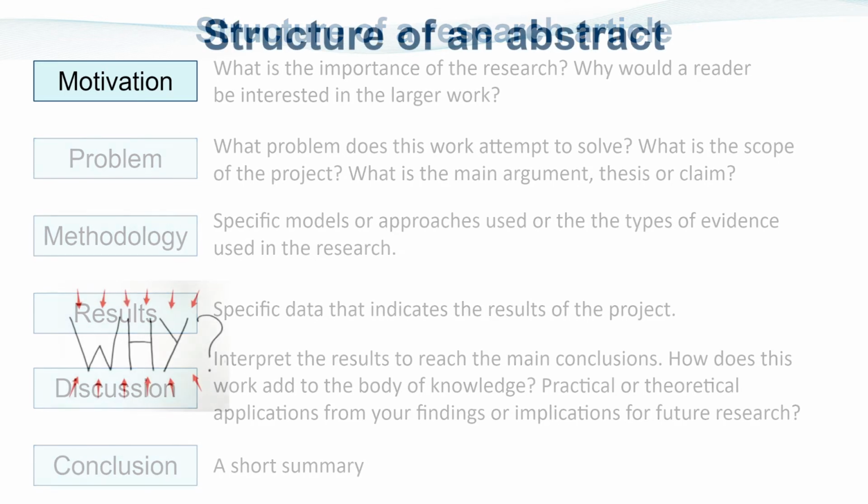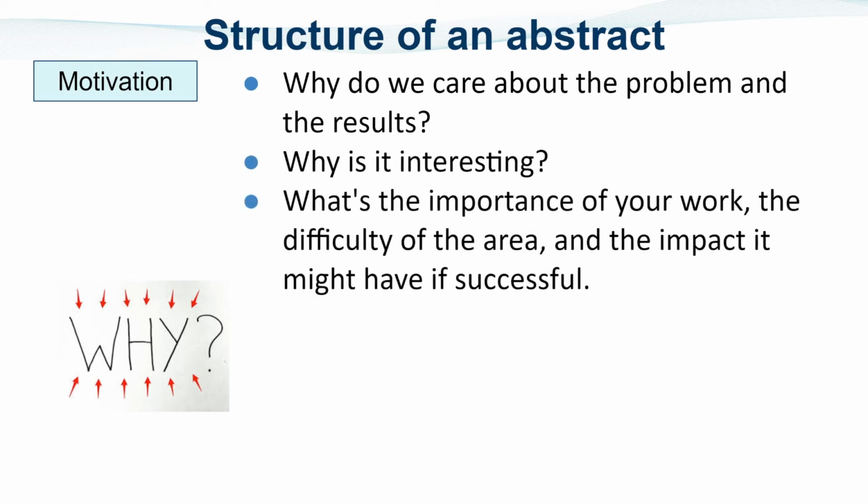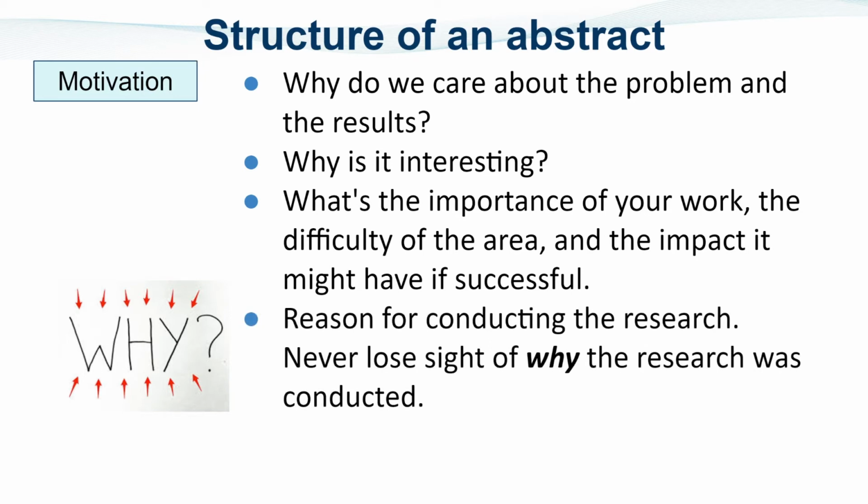All right, structure of an abstract. Motivation section. Why do we care about the problem and the results? Why is it interesting? What's the importance of your work, the difficulty of the area, and the impact it might have if successful? Reason for conducting the research. Never lose sight of why the research was conducted. This is important because you will obviously know why your research is important, but you also need to be able to communicate that to the readers.